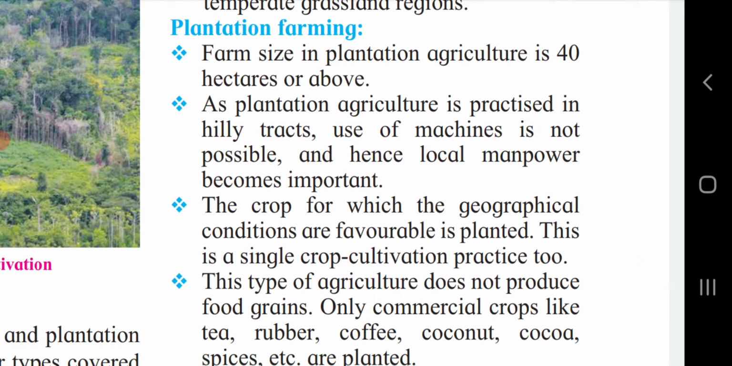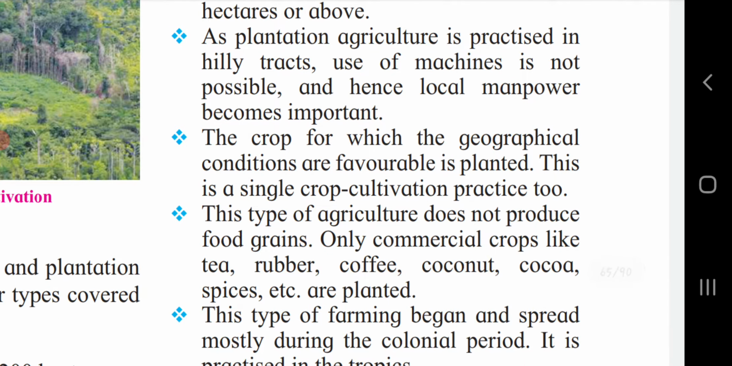Plantation farming is practiced in hilly tracts where a crop suitable for that geographical condition is cultivated. As the farming is practiced in hilly regions, use of machines becomes difficult and so usage of local manpower becomes vital. The farms for such type of farming are around 40 hectares or above, and here only commercial crops like tea, rubber, coffee, coconut, cocoa, spices, etc. are planted.